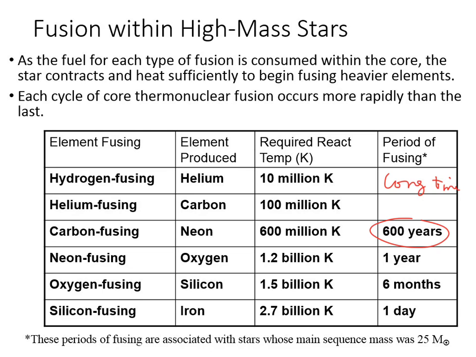How long does it take, for instance, to convert carbon to neon in its core? 600 years. How long does it take to convert neon into oxygen? 1 year. When its core has oxygen, how long does it take to convert oxygen into silicon? 6 months. When it has silicon, and like the video said, when it is fusing silicon into iron, iron is kind of a dead end. How long does that take? 1 day. Really, that's short in the life cycle of a star.